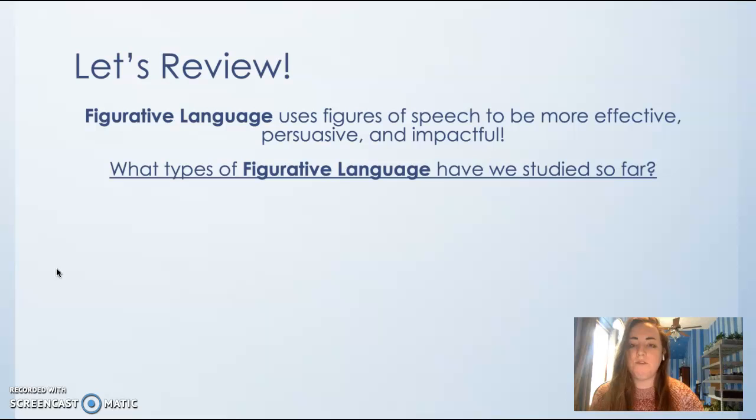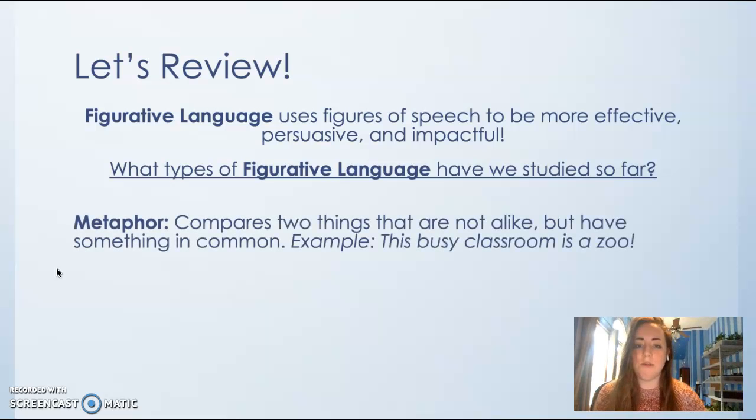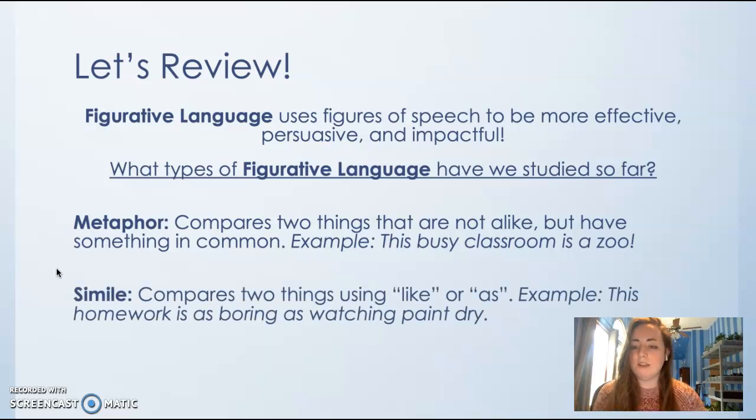Let's talk about the types of figurative language that we've studied so far. We've talked about metaphors, which compare two things that are not alike but have something in common. An example of a metaphor would be, this busy classroom is a zoo. We've talked about similes. Similes compare two things using words like or as. An example would be, this homework is as boring as watching paint dry.